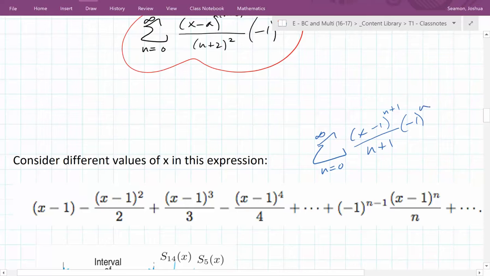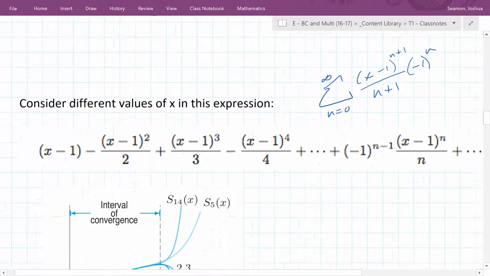Okay. Fantastic. So here's the thing. If you plug in an x value, let's say we plugged in 1, what do all the terms become if you plug in 1? They become 0, 0, 0, 0, 0, 0. So does that converge when x is 1? What's the sum of the series when x is 1? 0. Yes, it converges to 0. So when we plug in 1 for x, we get 0. Hey, that's nice.